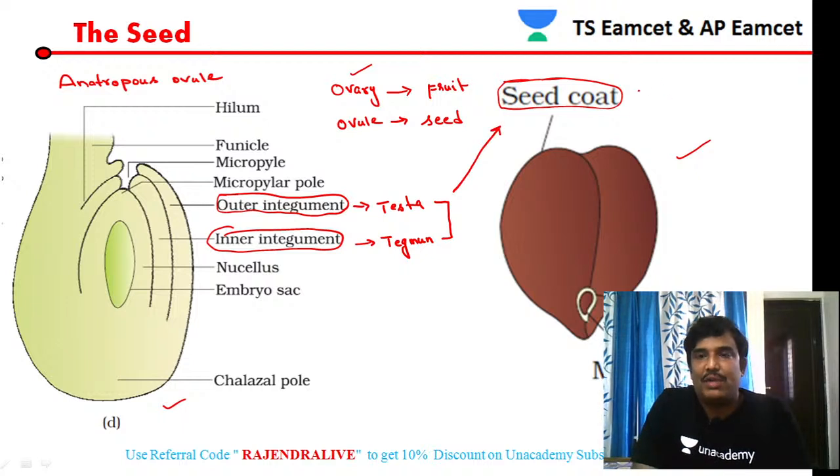So what is the seed coat composed of? Seed coat is made up of testa. So seed coat is composed of testa and tegmen.